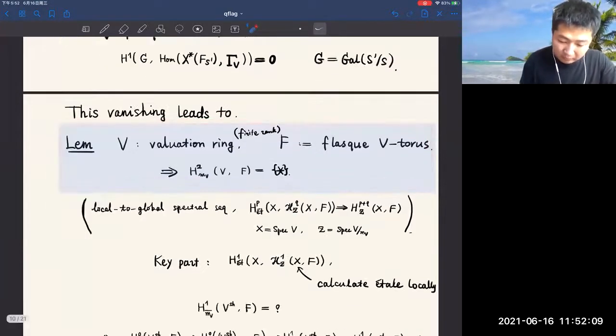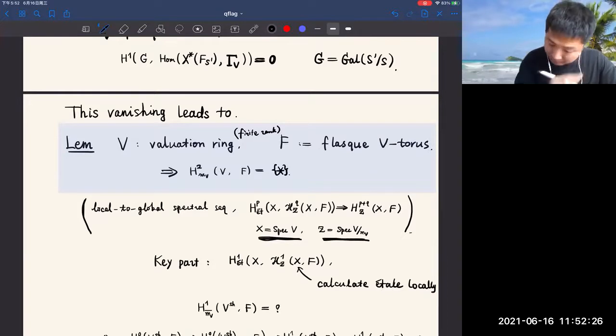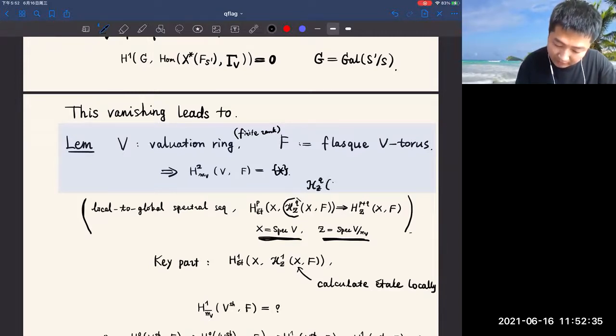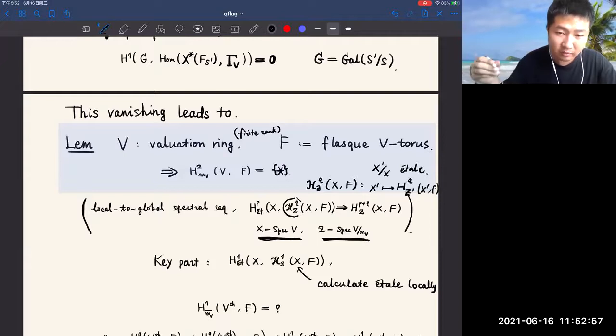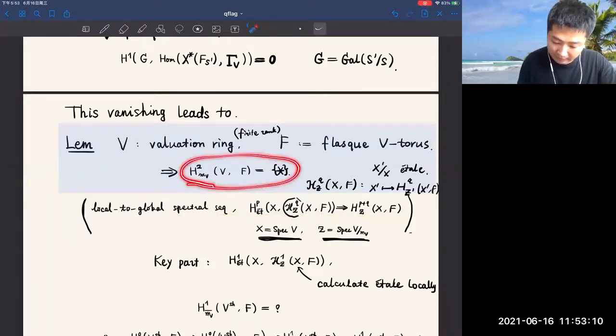That is because when we try to calculate that, we use the local to global spectral sequence. This is the local to global spectral sequence. Here X is the spectrum of V, and Z is the closed point. And this is the sheafification of some presheaf. It's defined by, for every étale X' over X, we map X' to H_{Z'}(X', F), where Z' is the preimage of Z in X'. So we calculate this by this spectral sequence.